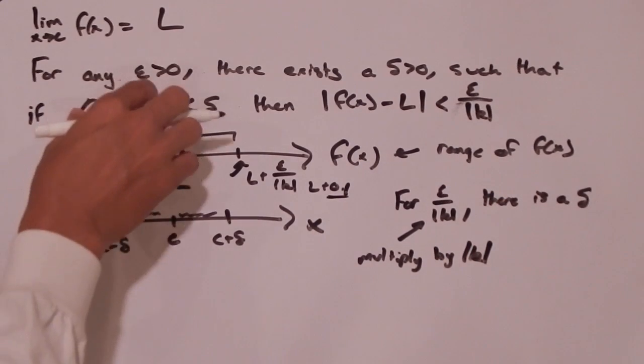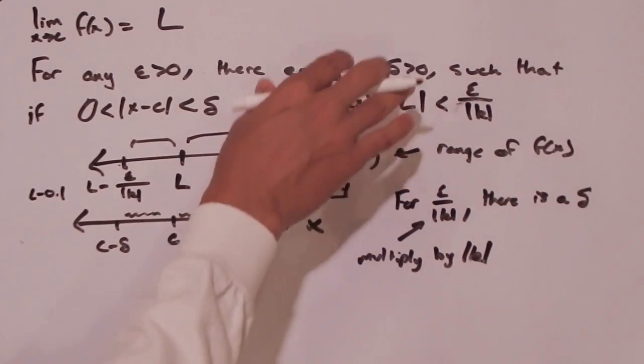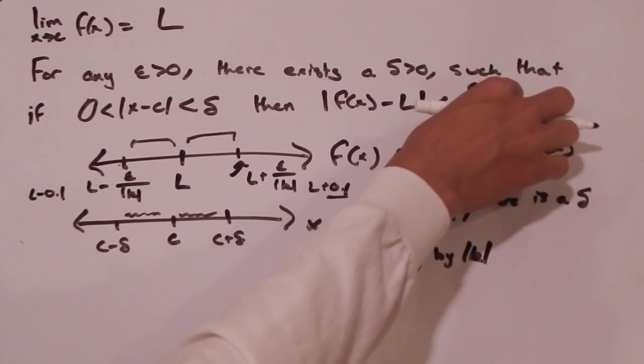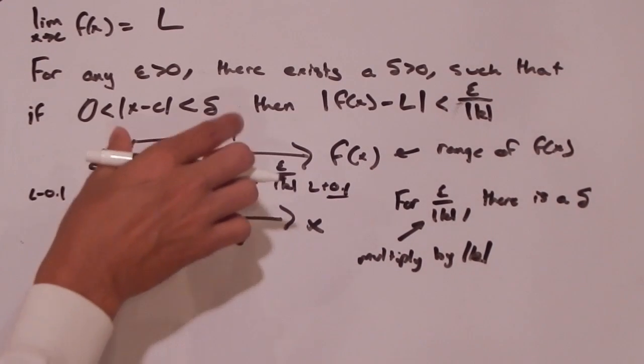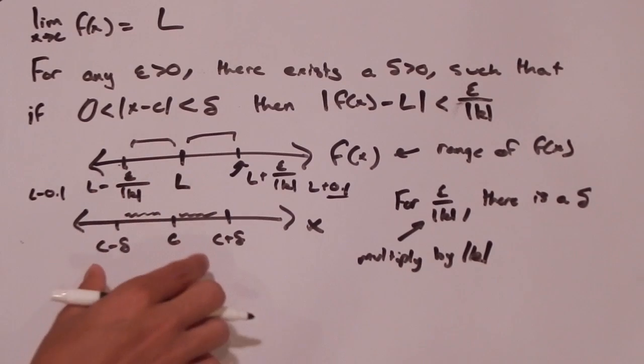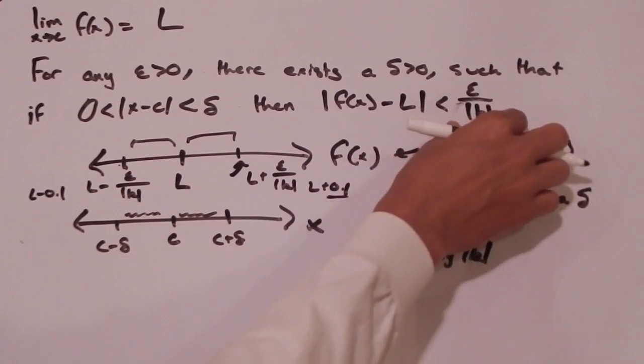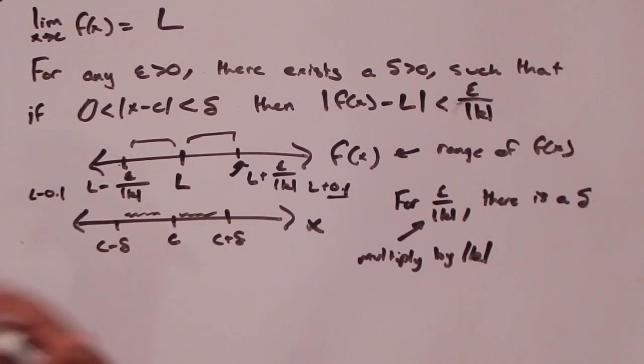So for any epsilon greater than 0, I know that delta still exists, because I know it exists for this epsilon over the absolute value of k. I know it exists for that specific range of L values. I know there's a delta. So I just have to take this value, multiply it by the absolute value of k, and I found the epsilon that that delta value corresponds to.